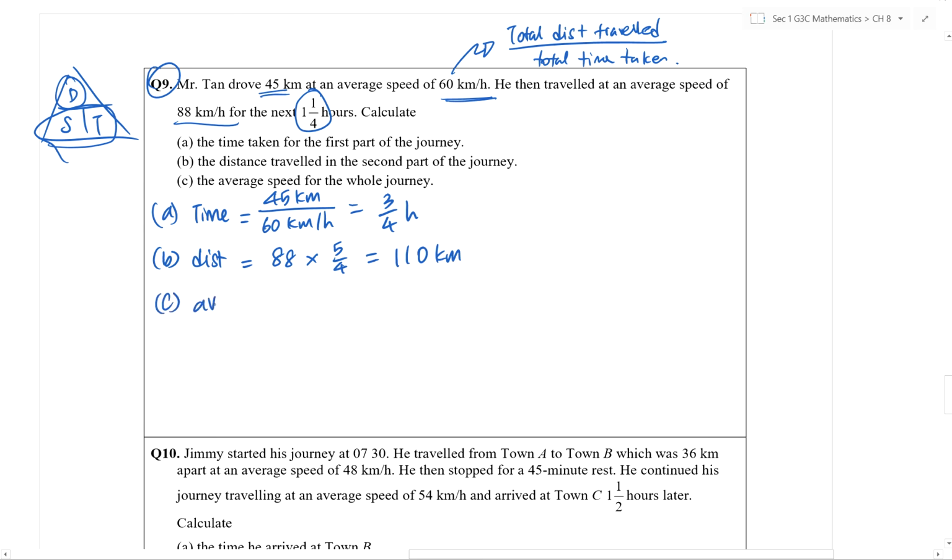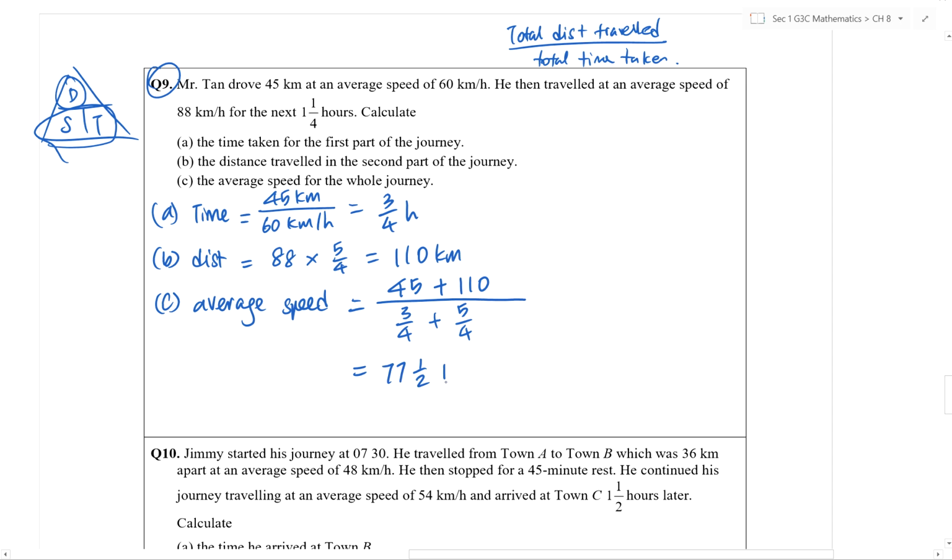Part C, average speed for the whole journey. Now, average speed for the whole journey, we must use total distance traveled divided by the total time taken. So let's find out how much he traveled altogether in distance. So there's the first part of the journey, 45 kilometers. The second part of the journey, 110 kilometers. Total time taken, the first portion of the journey, he took 3/4 of an hour. The second part of the journey, he took 5/4 of an hour. Punch all these into your calculator, you get 77.5 kilometers per hour. This will be his average speed.